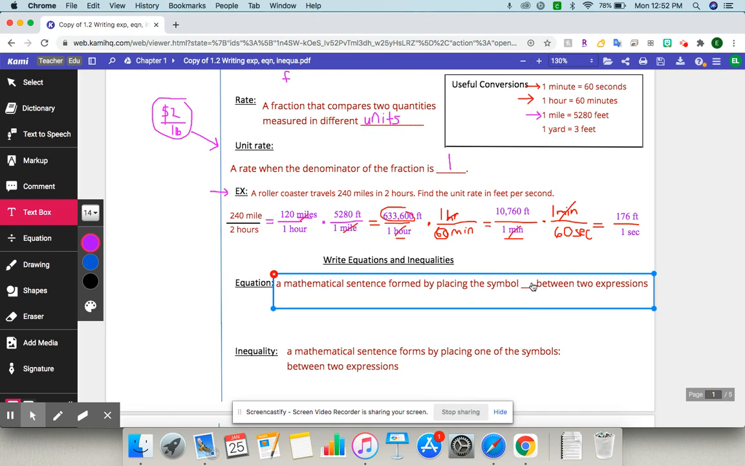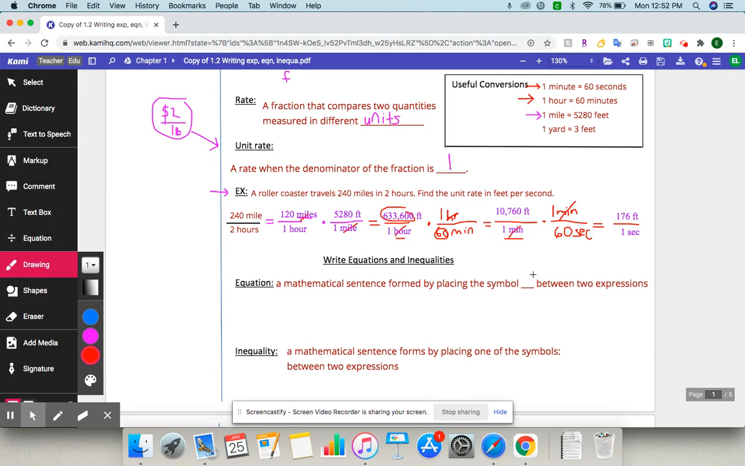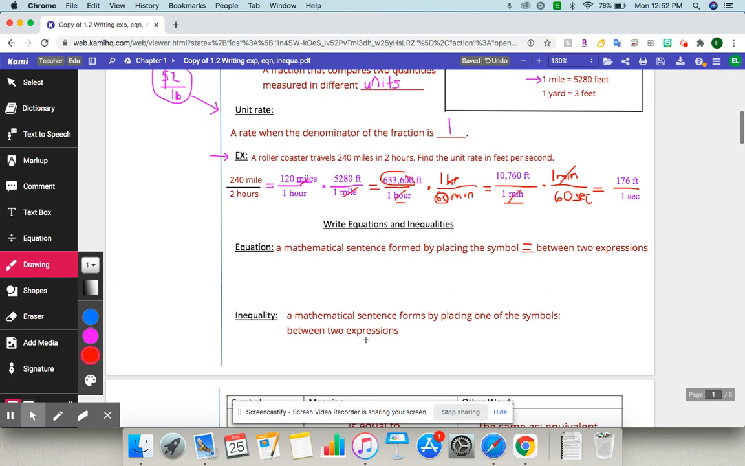Next, we have the definition of an equation, which is simply a mathematical sentence formed by placing an equal symbol between two expressions, whether they are algebraic or numerical. Whereas an inequality is quite similar, but instead of an equal sign, we have one of these 5 symbols. So less than or equal to, greater than or equal to, or not equal to. So again, that refers to an inequality versus an equation.